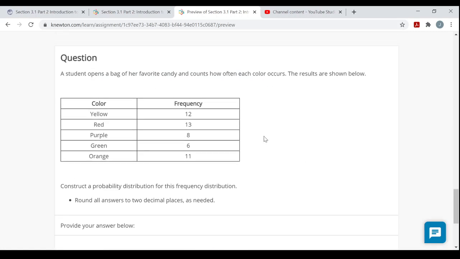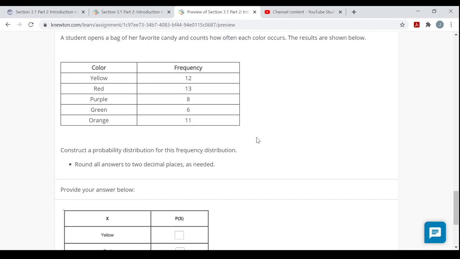Okay, so an example here. A student opens a bag of her favorite candy and counts how often each color occurs. The results are shown below. So I'm given this frequency distribution, and I'm asked to construct a probability distribution for this particular bag of candy.